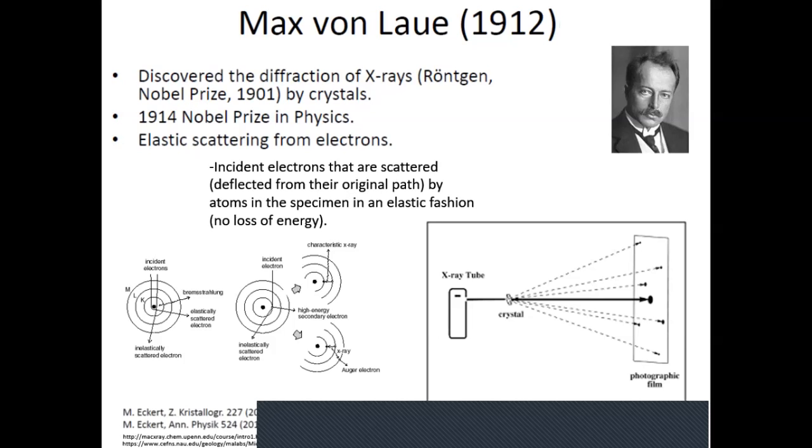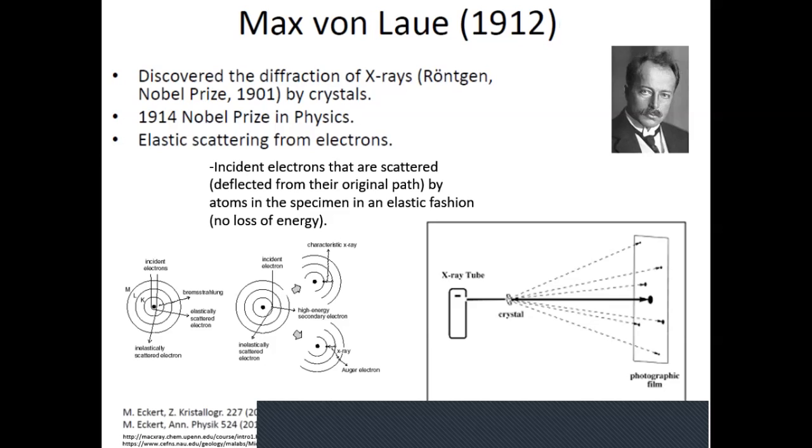He proposed that the X-rays were produced by the elastic scattering from electrons. So the incident electrons that are scattered, which means deflected from the original path by atoms in the specimen in elastic fashion, release a characteristic X-ray with no loss of energy. However, as we'll come to see later on, the scattering from electrons is actually inelastic scattering.